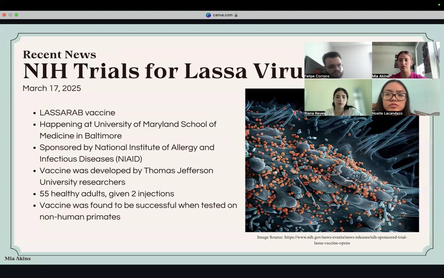And yeah, this was again announced very recently, less than a month ago. The trial will be using 55 healthy adults. There will be 2 injections given 28 days apart. And kind of the background on how this vaccine came to be, the Thomas Jefferson University researchers published a study back in 2024 that found that non-human primates that were injected with the Lassa RAB vaccine were protected when they were later exposed to the virus.